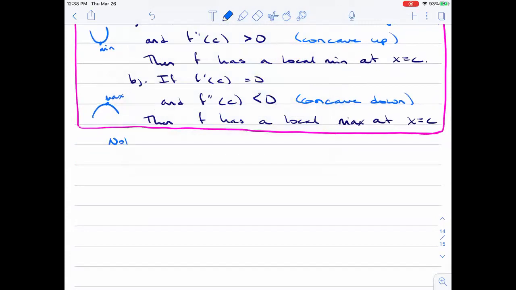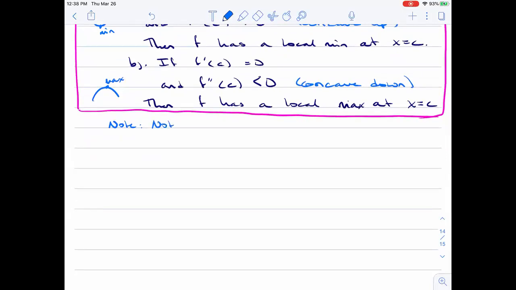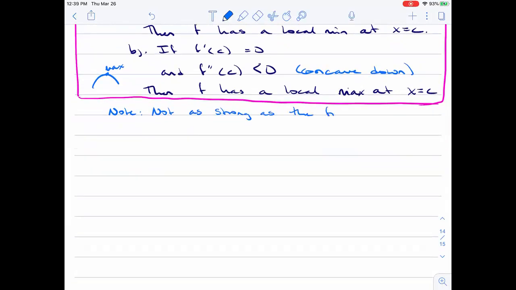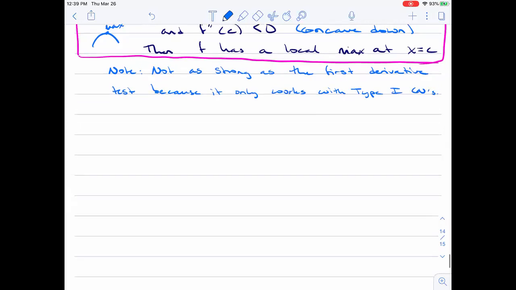One note is that notice that we have to have type 1 critical numbers. So it actually can't handle both types of critical numbers, right, where the derivative does not exist. So that's making it not as strong as the first derivative test, because it only works with type 1 critical numbers, right?